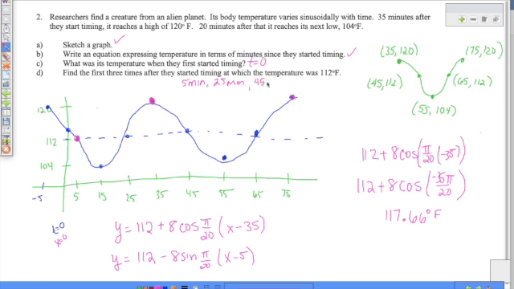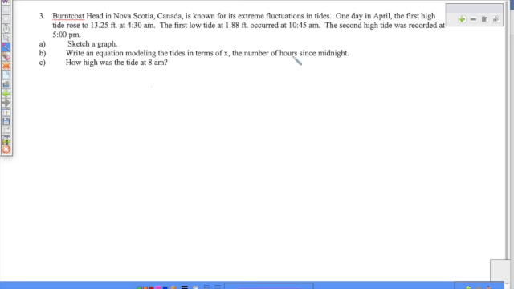So that was important. We did have to work backwards on that one because it said find the first 3 times after they started timing. So that was important that we worked backwards there. Okay. Extreme fluctuations in tide.